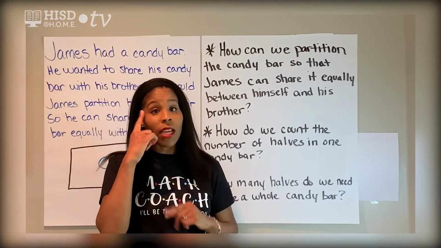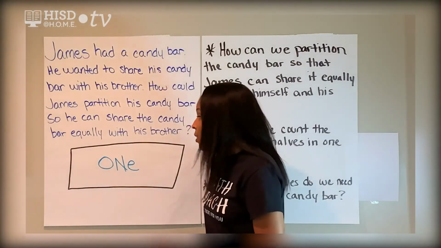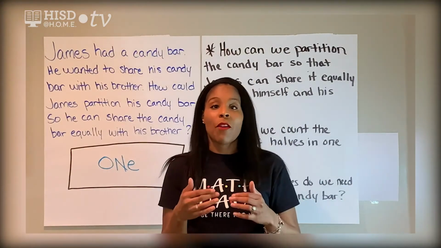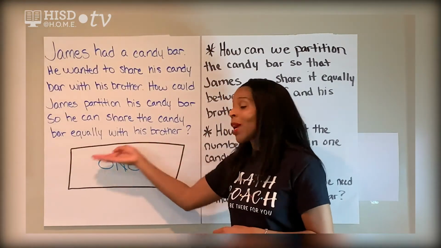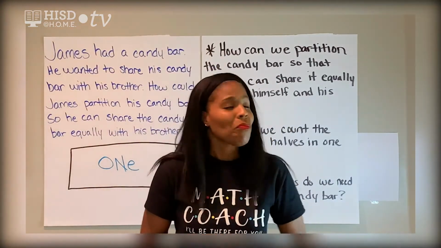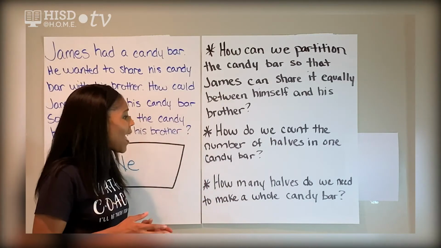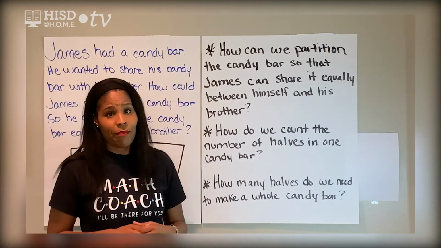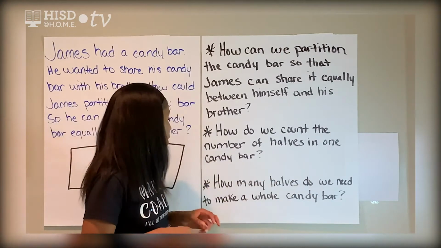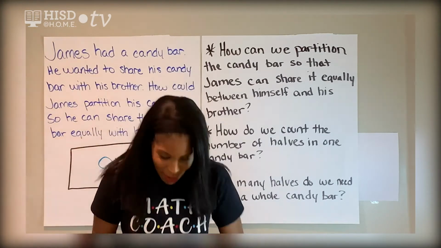Think about that question. Look at your paper. Look at your drawing that you have. If your drawing doesn't look very similar to mine, you can start over on another piece of paper or down farther on your paper and draw the rectangle and put a 1 in the middle because we know what that represents now. Our second question: how do we count the number of halves in one candy bar? Our third question: how many halves do we need to make a whole candy bar? So let's get started again.